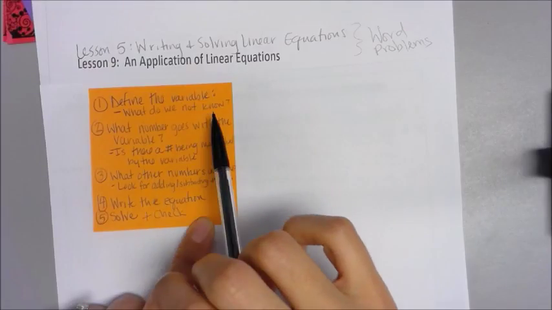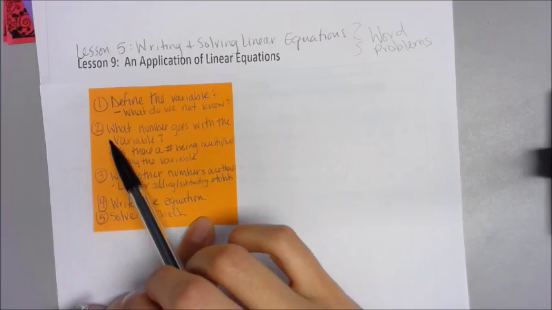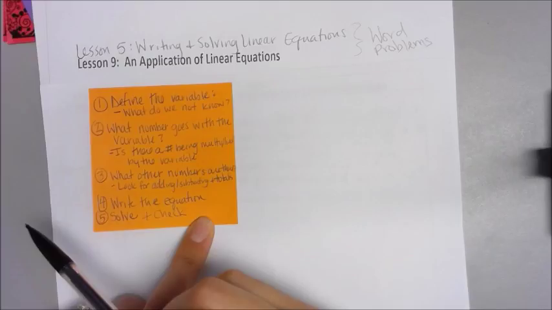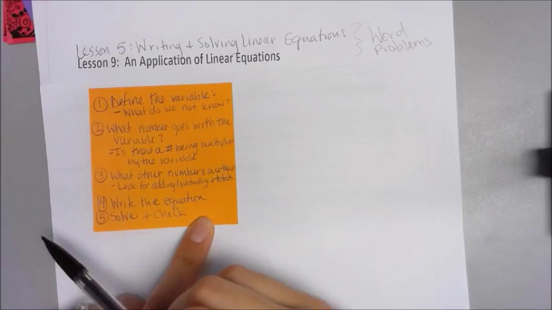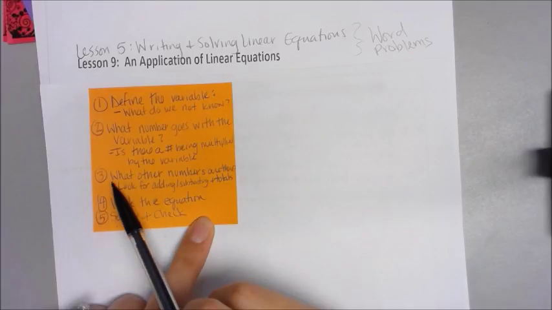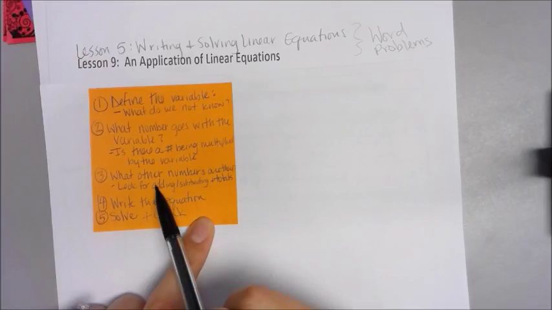Second, we're going to look at what number goes with the variable. Is there a number that goes directly with what we don't know? Most of the time we're looking for a number that's being multiplied by that variable. The third thing is look at all of your other numbers and information and make sure we've used them. Look for any adding or subtracting from the variable. Look for our totals so we know what to put it equals as.